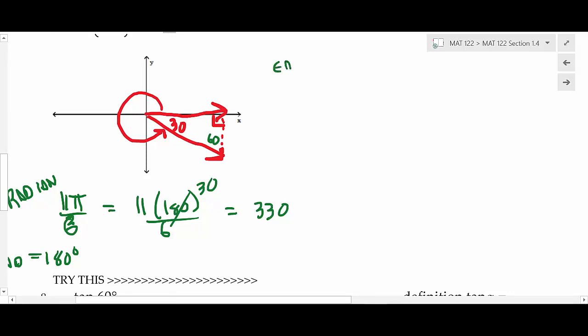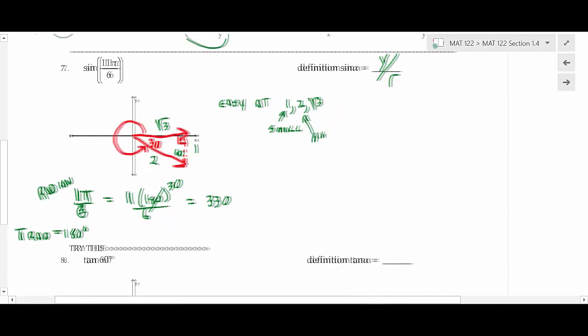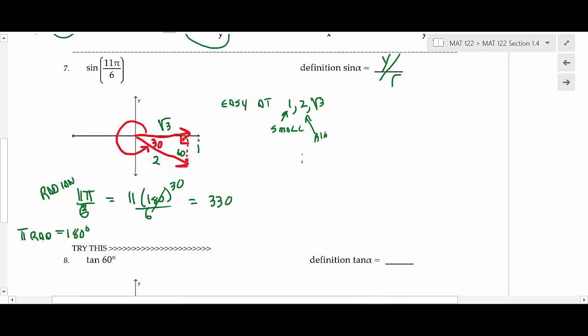Again, this is the one that we say is easy as 1, 2, root 3. 1 is the smallest, so the 1 goes opposite the smallest angle. Then the 2 is the biggest, so that's going to go there. That's the radius, and then the square root of 3 is going to go here. Now, you have to be really careful about this. So that's your triangle.